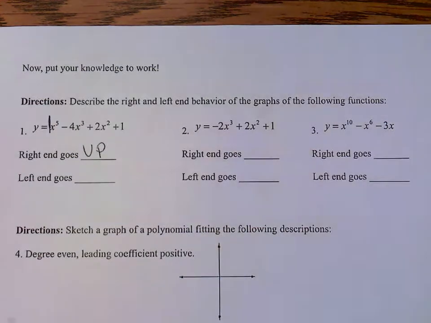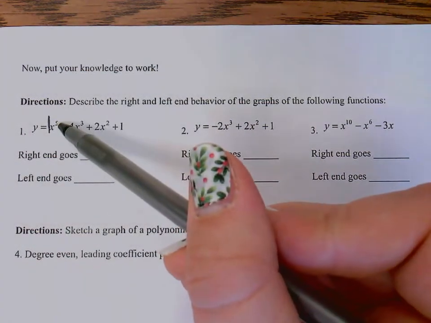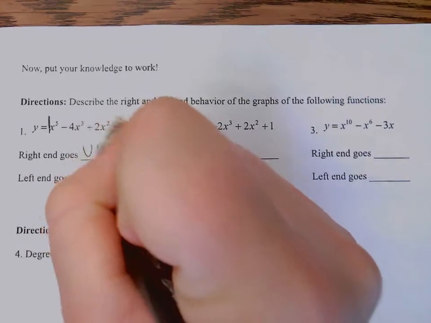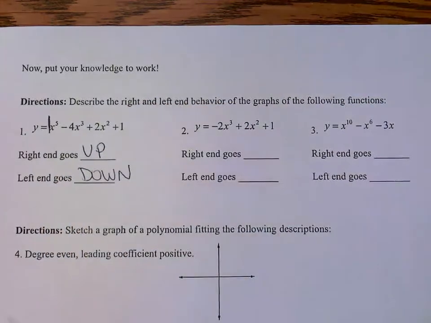Odd. Odd and opposite both start with the letter O. So if the degree is odd, like x cubed or x to the 5th, the left side has to go in the opposite direction, up on one side, down on the other.